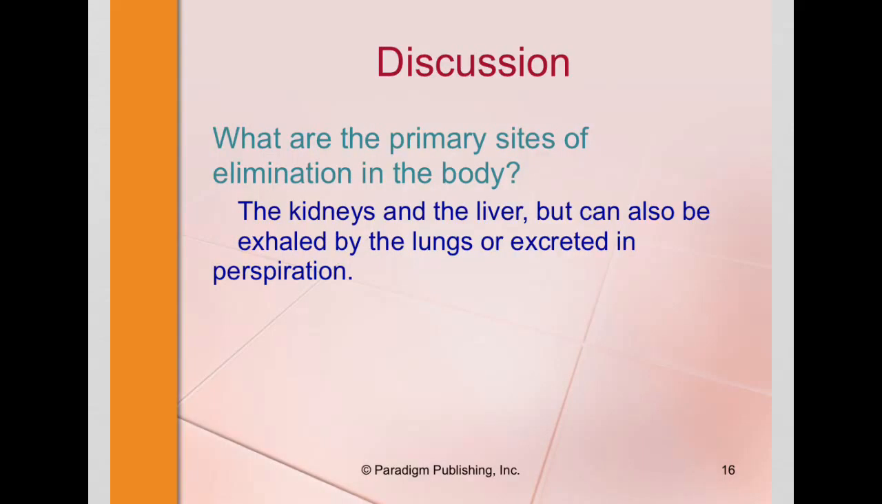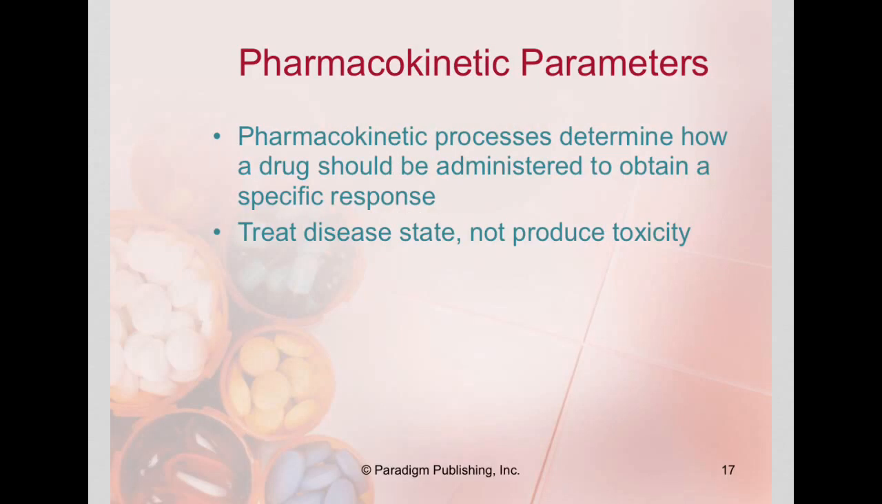This is just a discussion about where the primary sites of elimination are in the body. Like I said, it's the kidneys and the liver. It can also be exhaled through the lungs or excreted in perspiration. Pharmacokinetic parameters. The pharmacokinetic processes determine how a drug should be administered to obtain a specific response. They treat disease states and not produce toxicity.